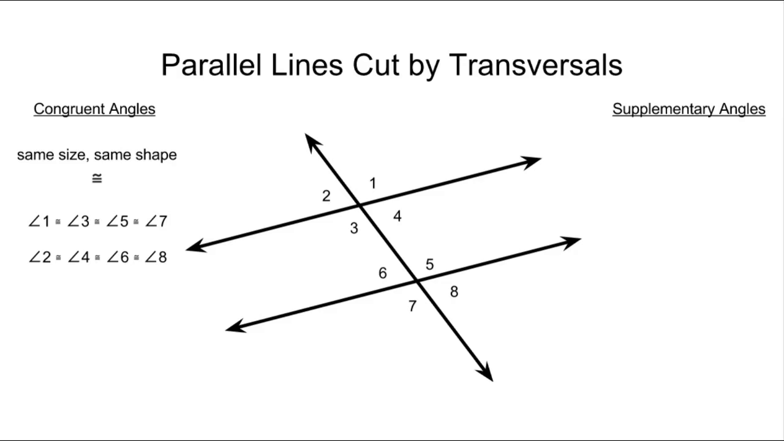If a pair is not congruent, then they are going to be supplementary. Supplementary angles are two angles whose sum is 180. Angles 1 and 2 are supplementary. Angles 1 and 8 are supplementary. And angles 3 and 6 are supplementary. There are many more supplementary angles in this, but it would take way too long to try to list them all.